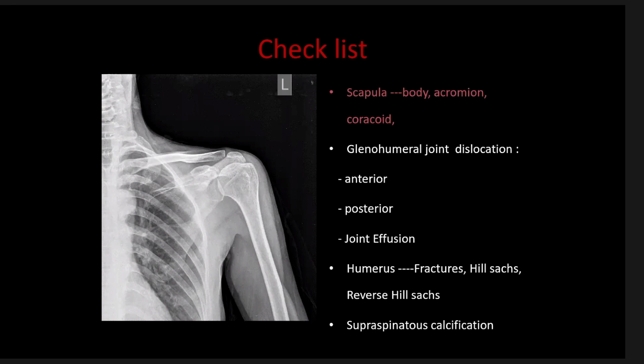Now coming forward, in the scapula, we have to look at all the parts of the scapula. For example, the blade of the scapula, lateral border, medial border, spine of the scapula, coracoid process, and the acromial process. In the glenohumeral joint, always look for features of anterior dislocation or posterior dislocation or just joint effusion. Humerus, we have fracture anywhere of the humerus, Hill-Sachs defect or reverse Hill-Sachs defect. Then supraspinatus calcification. Last is supraspinatus calcification. So from here, we'll start from slide number 76.